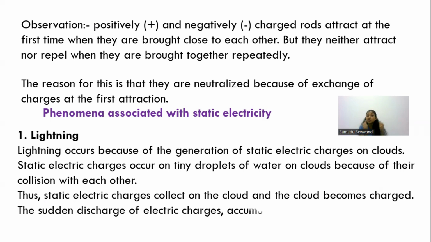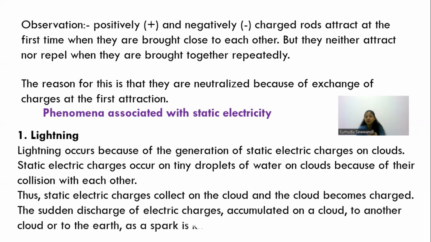The sudden discharge of electric charges accumulated in a cloud to another cloud or to the earth as a spark is known as lightning. Lightning is like a spark. That spark occurs mostly because of the discharging of the positive and negative charges. That means from one cloud to another cloud, positive and negative charges are discharging. Sometimes from one cloud to the earth, this discharging occurs. Anyway, this is how lightning occurs. The reason is the static electrical charges.